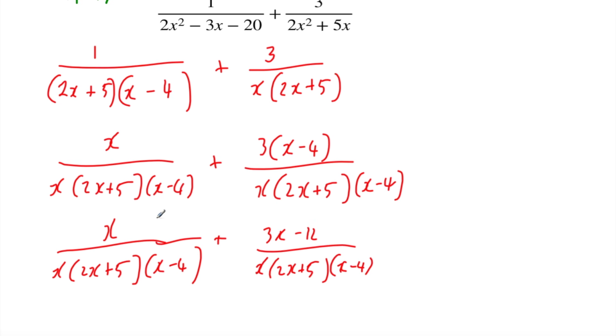So this is great now. We've got two fractions that we're adding together with the same denominator, so we just add together the numerators. The denominator will stay the same as x(2x + 5)(x - 4). And let's add together the numerators.